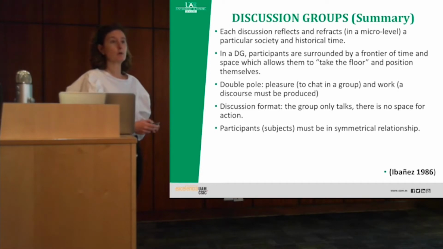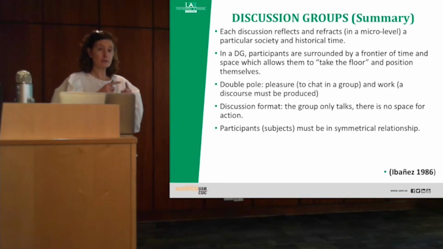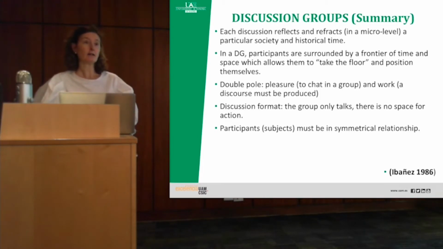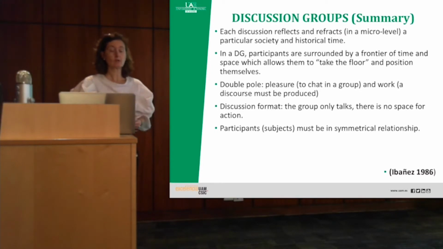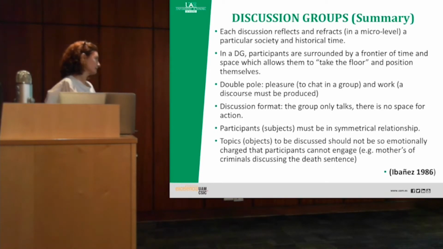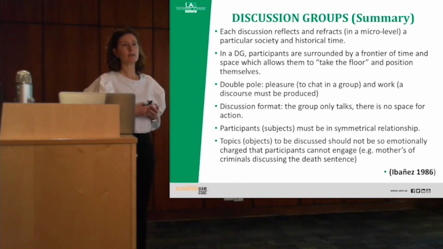Ibañez said that it is not possible to put together in a discussion because they have to be symmetrical in terms of the dialogue being produced. For example, we could not do a group with parents and children, or factory owners and workers, or heads of nurses and nurses, because the discourse wouldn't take place. And the objects to be discussed should not be so emotionally charged that participants cannot engage in discussion. For example, we have thought about mothers of criminals discussing the death sentence. We wouldn't convene them in a discussion group.